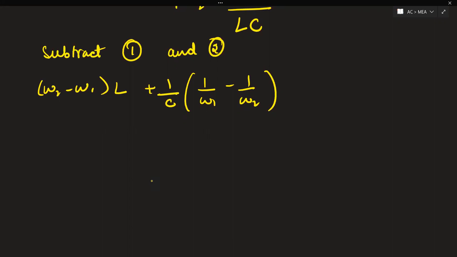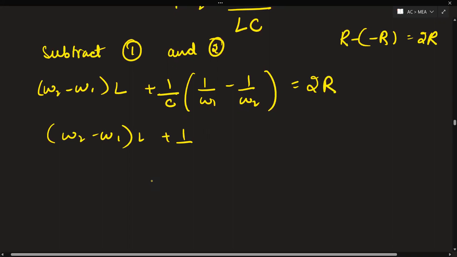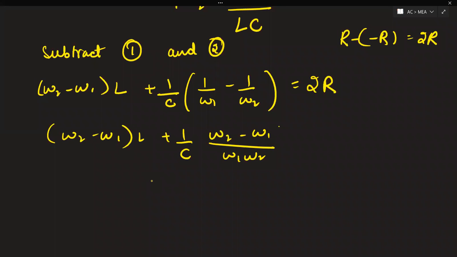Now this won't be equal to 0. Here it will be R plus R minus R. That gives you what? 2R. Got it? So here it will be 2R. This time it cannot be 0 because we are subtracting and the signs get changed when you subtract. So from here omega 2 minus omega 1 into L, take the LCM common here as well. This becomes omega 2 minus omega 1 divided by omega 1 into omega 2. This is equal to 2R. Got it? What did we do over here? We have just cross multiplied these two terms. I'll repeat once again when I write down at the end.